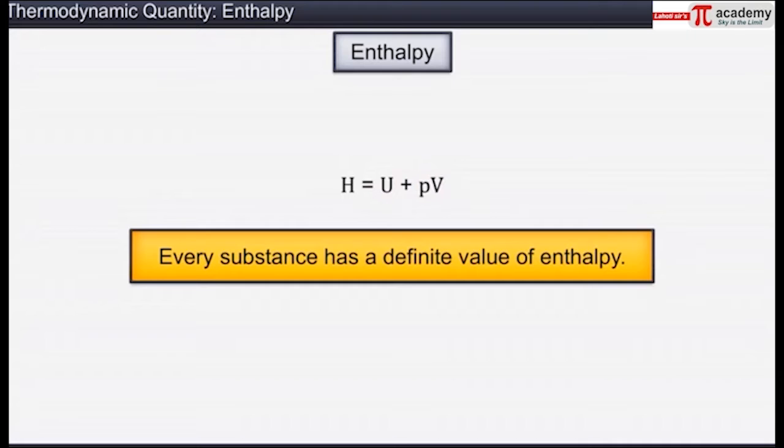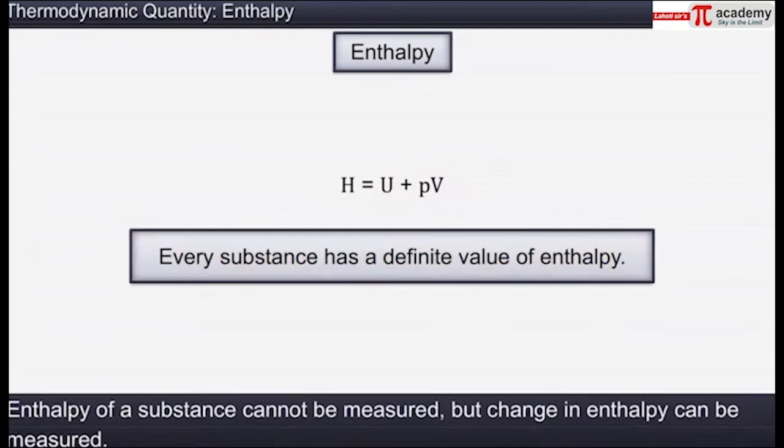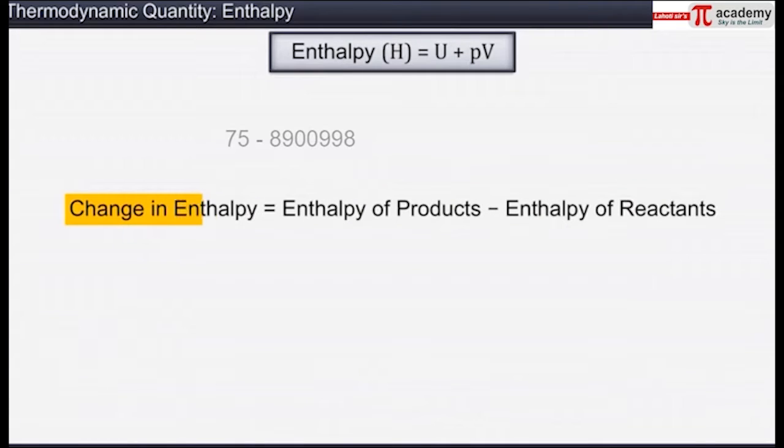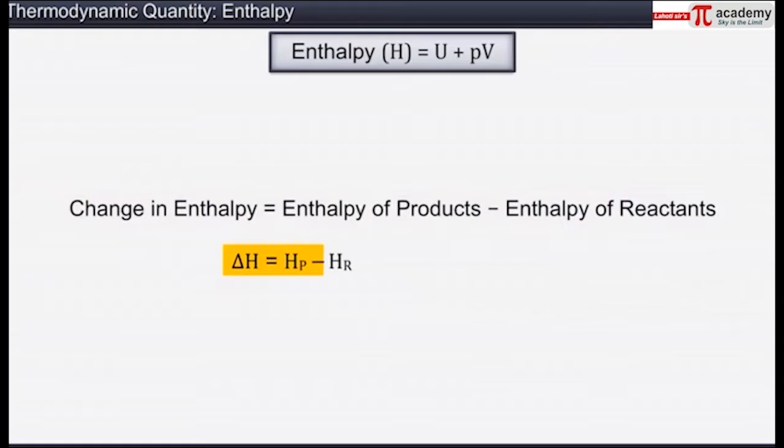Every substance has a definite value of enthalpy. Like internal energy, enthalpy of a substance cannot be measured. However, it is possible to measure the change in enthalpy. The change in enthalpy is equal to the difference between enthalpy of products and enthalpy of reactants. The change in enthalpy may be expressed as delta H is equal to enthalpy of products, HP, minus enthalpy of reactants, HR.